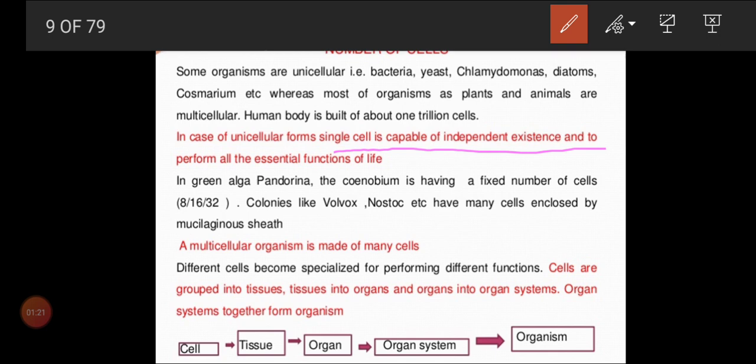For example, they have given green algae like Pandorina, the coenobium, which has a fixed number of cells. Coenobium means multiple nuclei can be seen inside a single cell. Like a colony is the example for that. I'll show the next slide. The picture for Volvox and Nostoc shows many cells enclosed by a mucilaginous sheath.